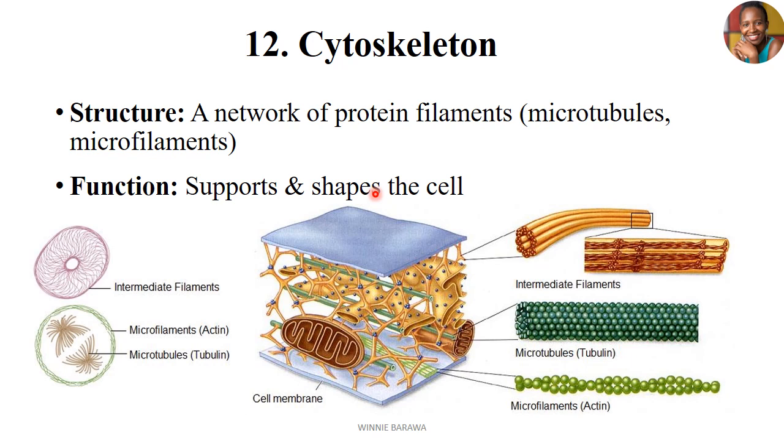However, these filaments have a composition of two things. They contain actin and they contain tubulins. So the microfilament has actin, the microtubules have tubulins, and they work together to create a network for the purpose of shaping and supporting the cell. As they support the cell, they generally prevent the cell from collapsing, if I can put it in that simple way. And for this purpose, it allows the organelles to have adequate space to function and carry out their daily activities or responsibilities.